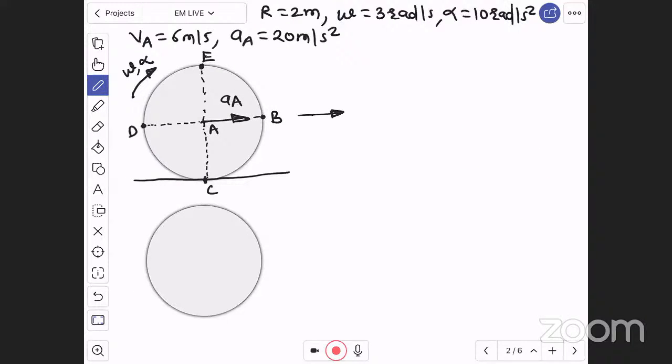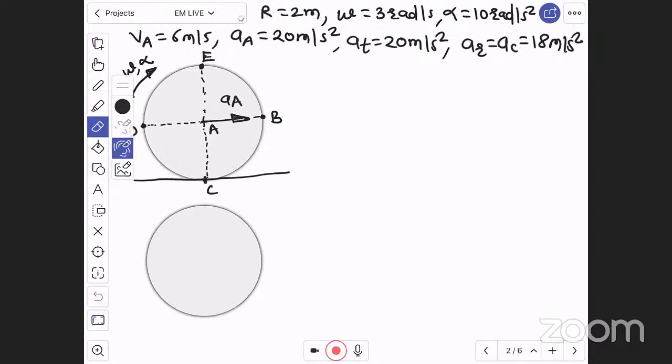Here we have seen tangential acceleration is 20 meter per second square. Radial acceleration, which is also called centripetal acceleration, is nothing but 18 meter per second square. Right. Now let us find for point D. कोई भी डाउट होगा तो कमेंट में लिखो बच्चों. Here, point D.